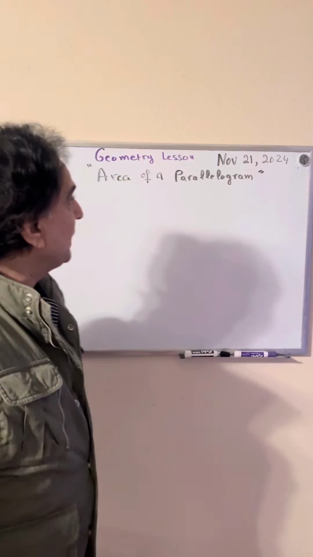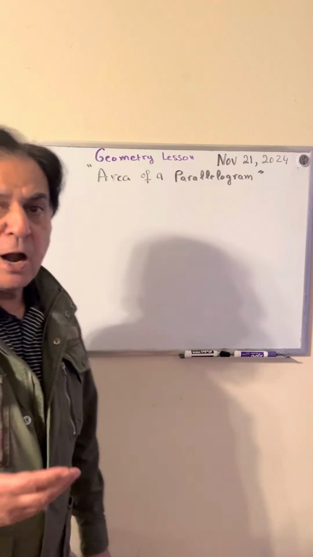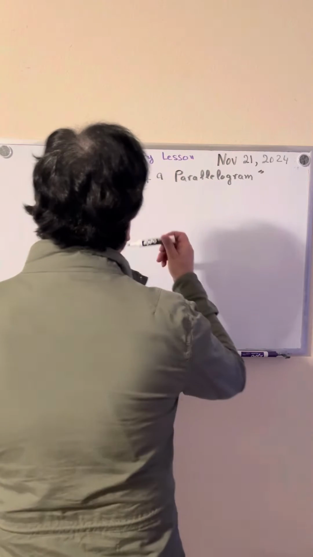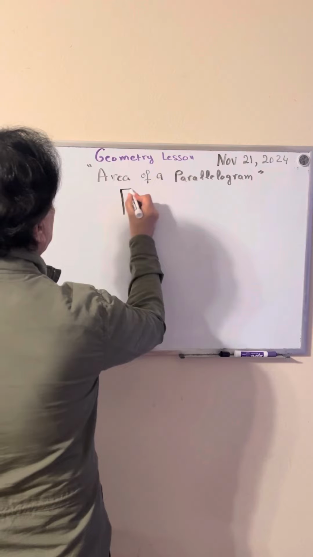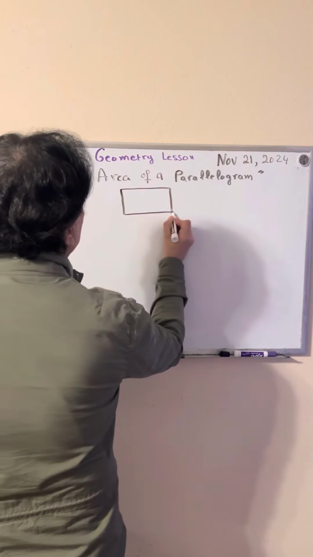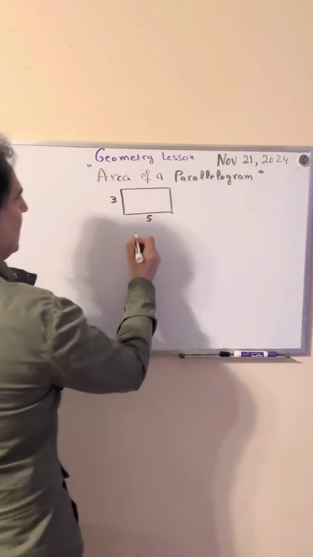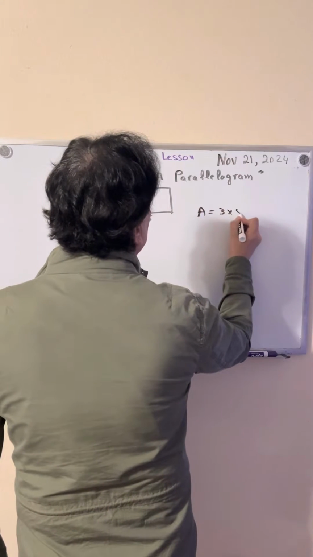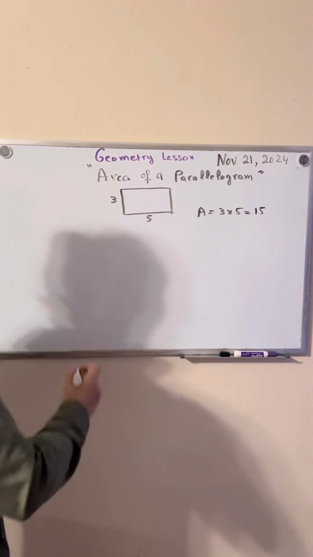What is a parallelogram, and how do we find the area of a parallelogram? In case it's a rectangle, everybody knows what a rectangle is, in which opposite sides are equal, right? So if the length of this is 3 and this is 5, the area of the rectangle is going to be 3 times 5, which is equal to 15. Pretty straightforward, right? So now let me ask you this.